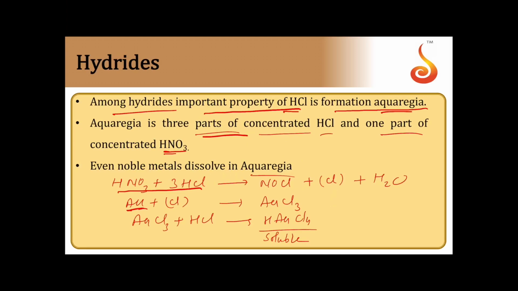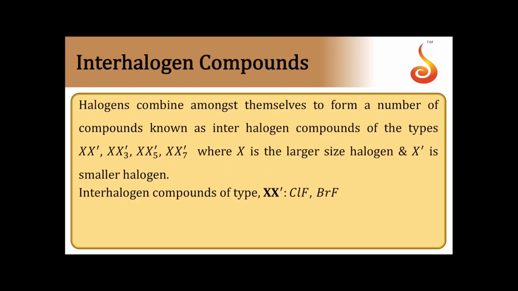HAuCl4 is also known as tetrachloroauric acid, with 4 chlorines. Similarly, we can write reactions for platinum also. Platinum also dissolves in aqua regia. So the importance of aqua regia is that noble metals also dissolve in it, and aqua regia is 3 parts of HCl with 1 part of HNO3.